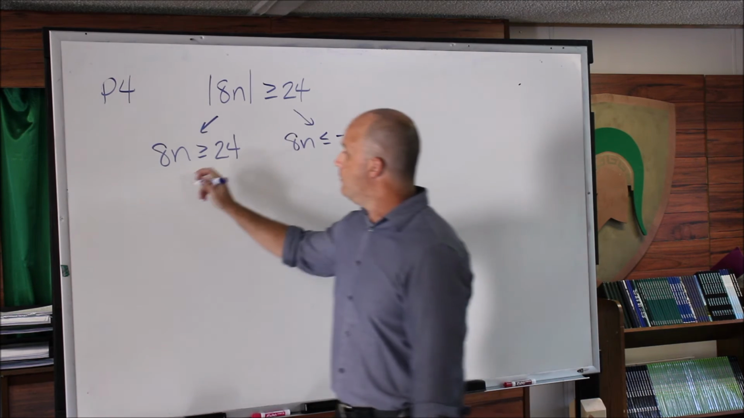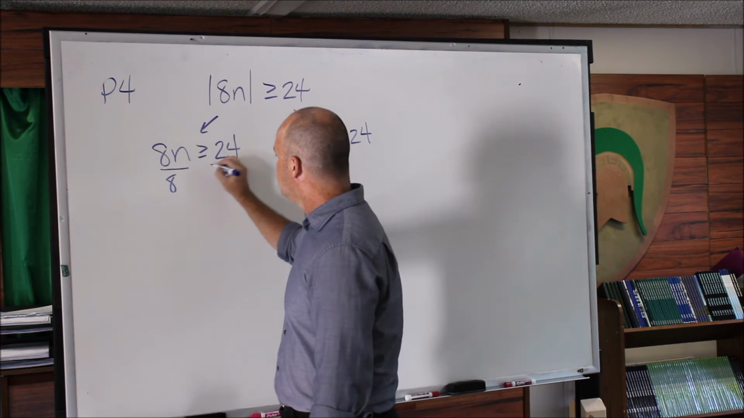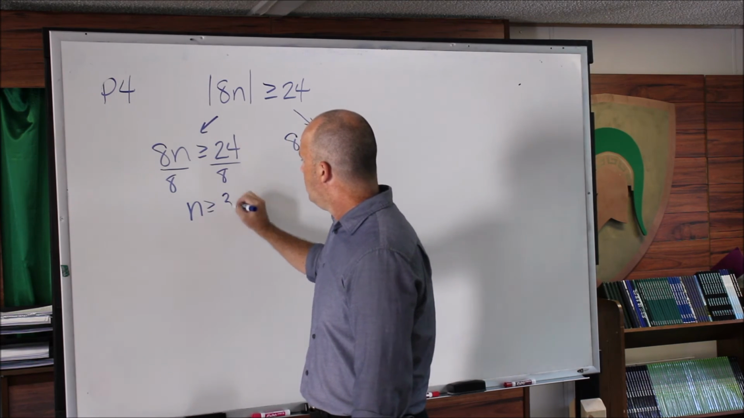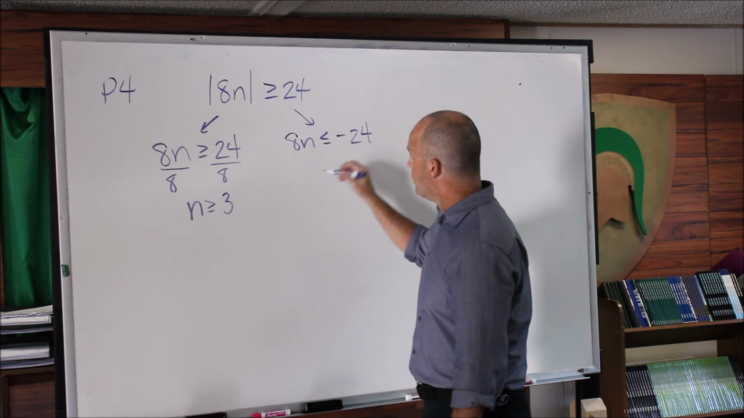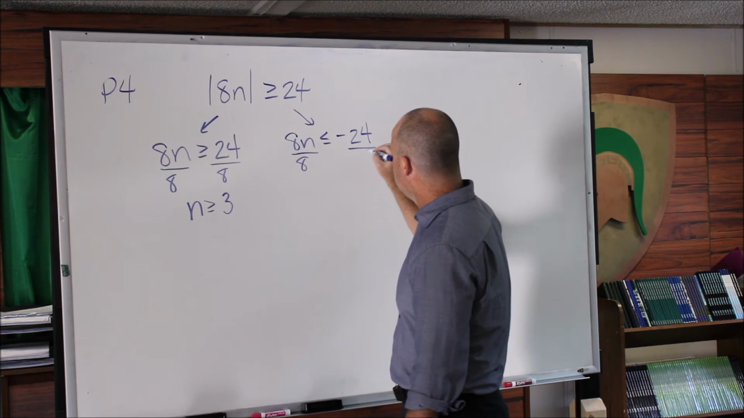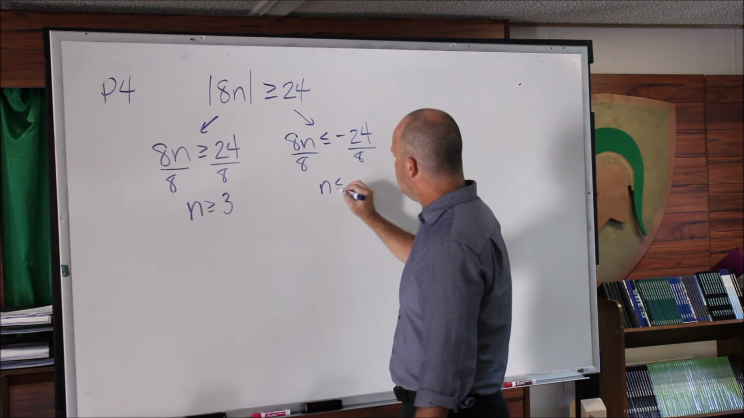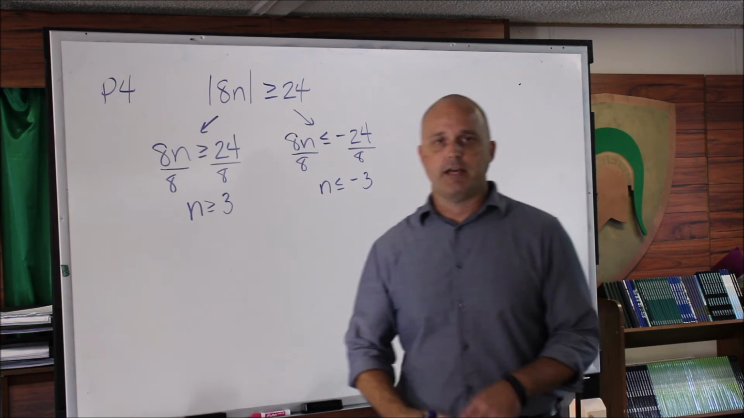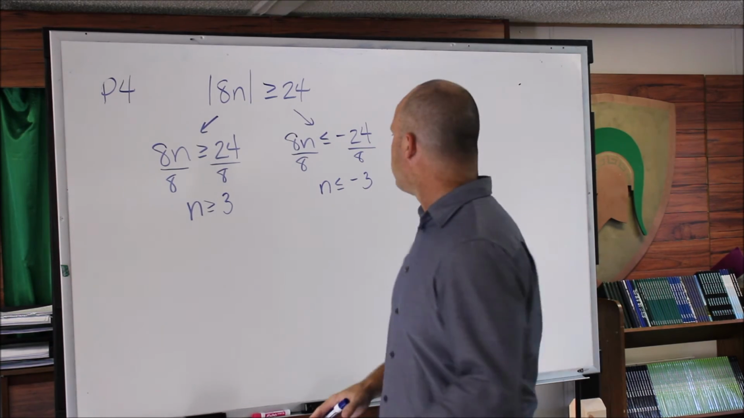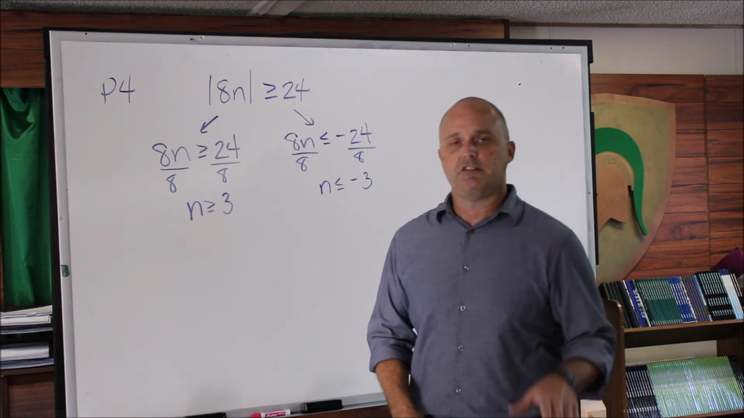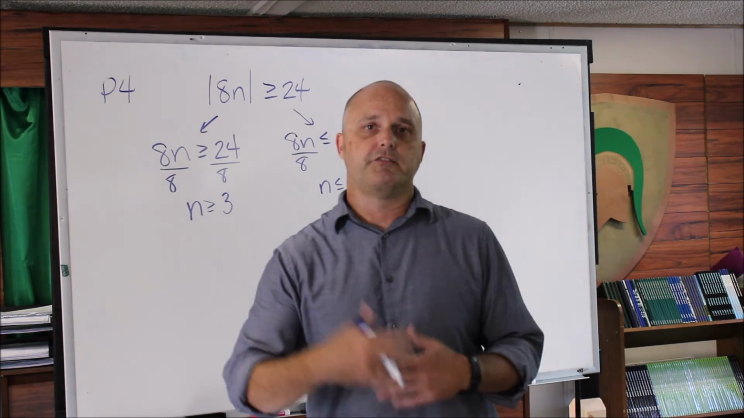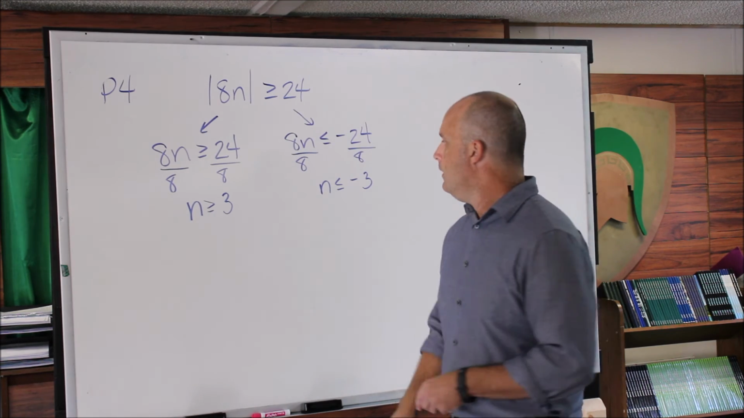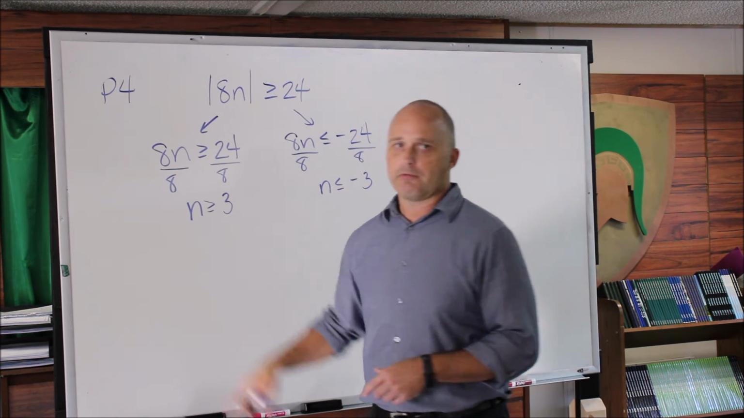Next step is to go ahead and divide out the 8, and you can see that we get n is greater than or equal to 3. Over here, again, divide out the 8, and you're going to get n is less than or equal to negative 3. So to test this out, don't plug in 3 and negative 3. Instead, plug in a number that's greater than 3 or a number that's less than negative 3. So a number that's greater than 3 would be 4.